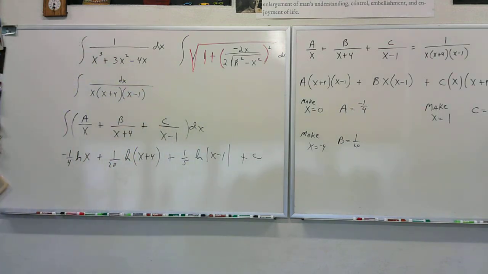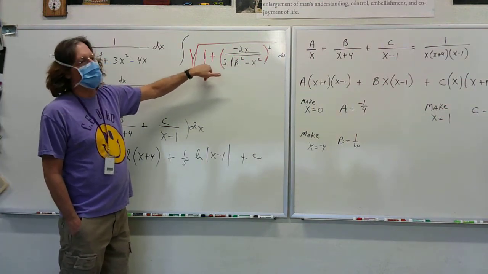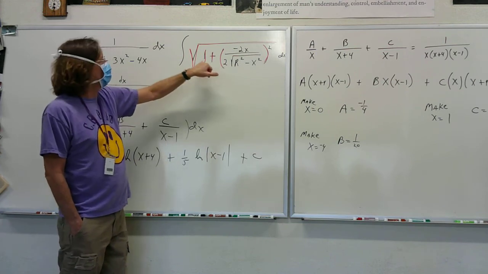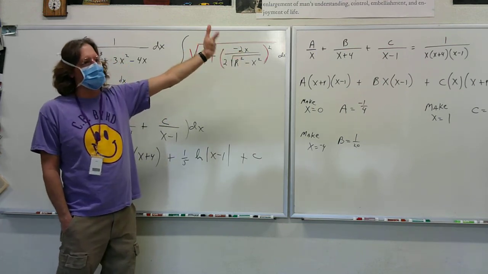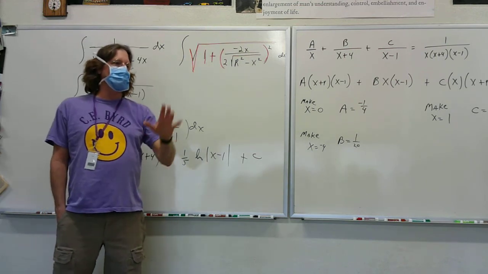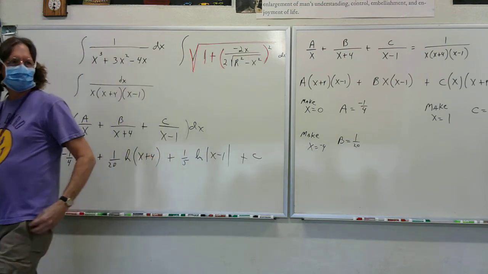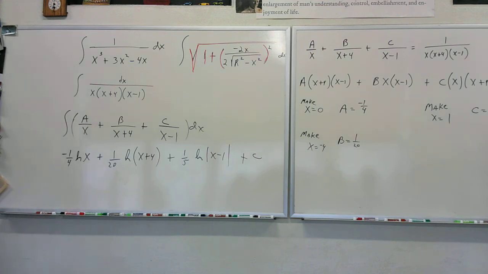Yes, sir? So say r is a constant, could you make r squared minus x squared your u, and then negative 2x on top your du? That's right, except you've got a little problem here because you've got that 1 plus it. So you'd have 1 plus a du inside, and that would still be inside your radical. And your du has never been inside your radical.